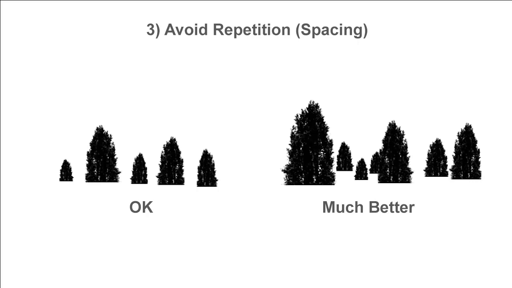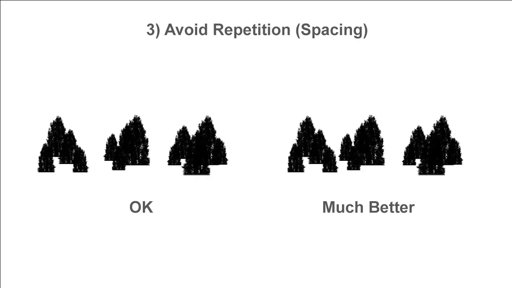Next is another avoid repetition, but this one is about spacing. There should be an irregular distribution of details. So make sure that you have uneven spaces between objects in your clump and between the clumps themselves. Here you can see that each one of these objects in the clump has about the same space between them. And this one is far more interesting because you have bigger spaces and smaller spaces between the clumps.